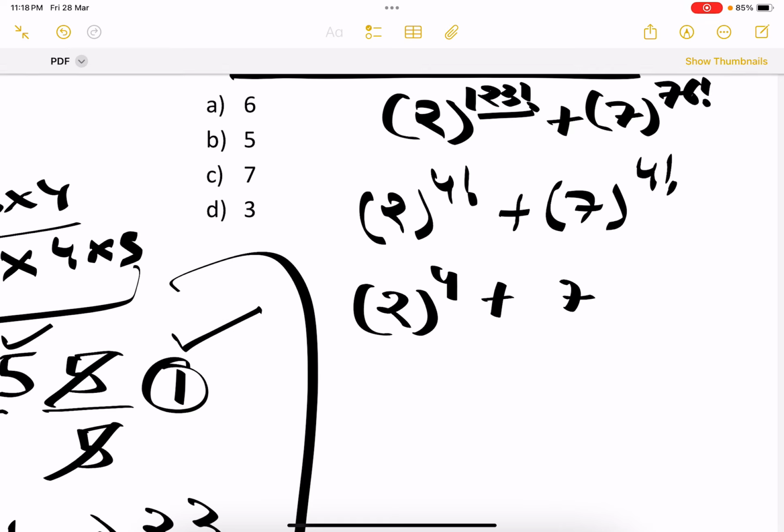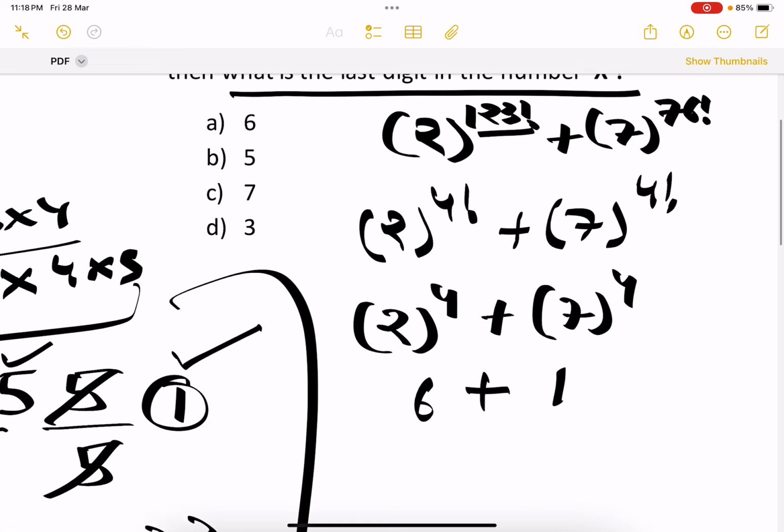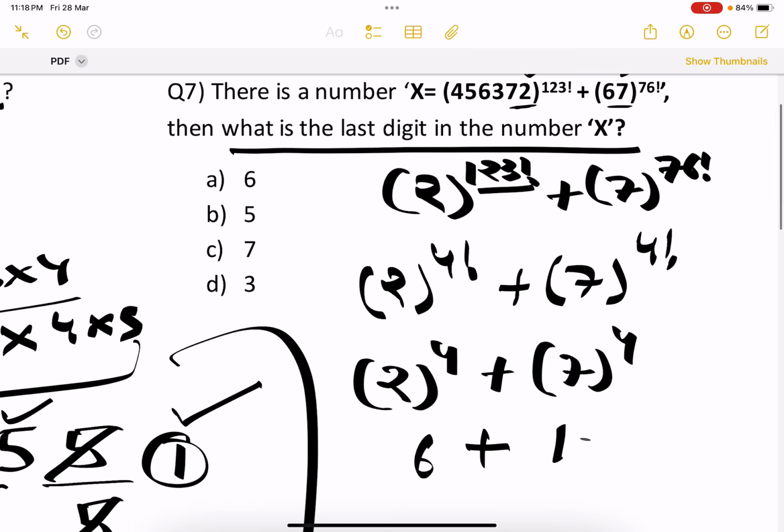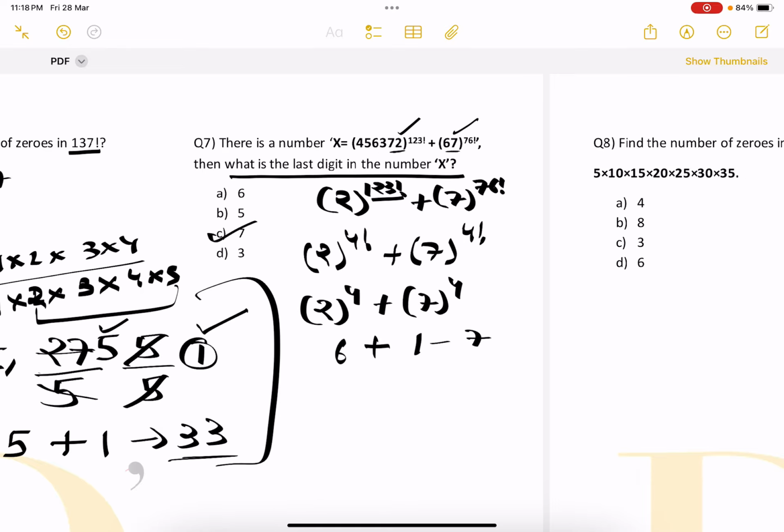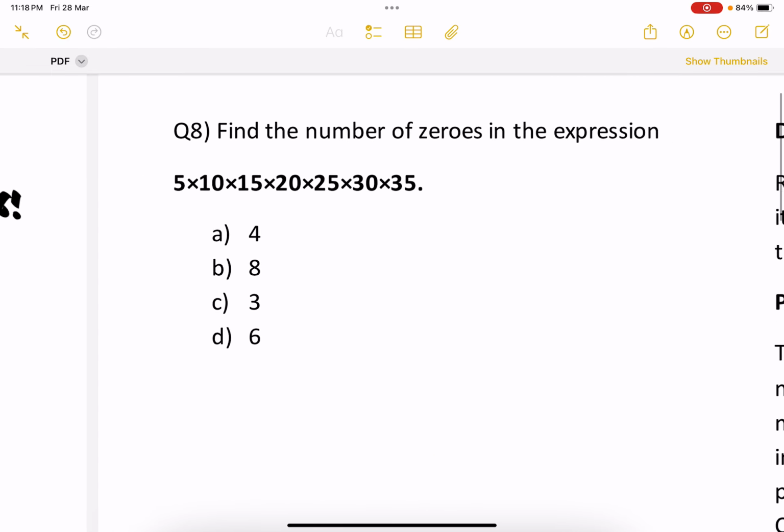2 to the 4 plus 7 to the 4. So now 2 to the power 4, the unit digit would be 6, and for 7 to the power 4, unit digit would be your 1. Okay. So this comes out 6 plus 1, 7. So your unit digit will be 7. The answer to this question is 7. Okay. Now we'll solve another question.